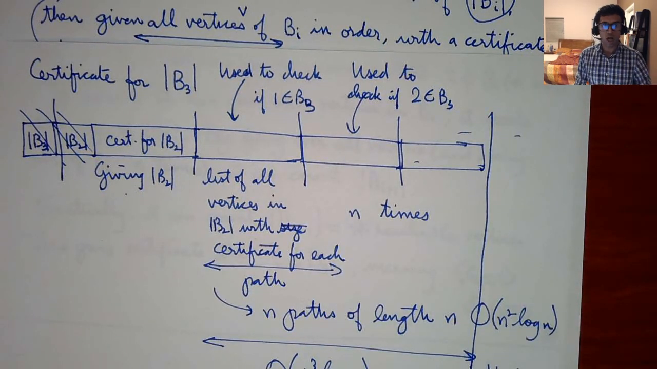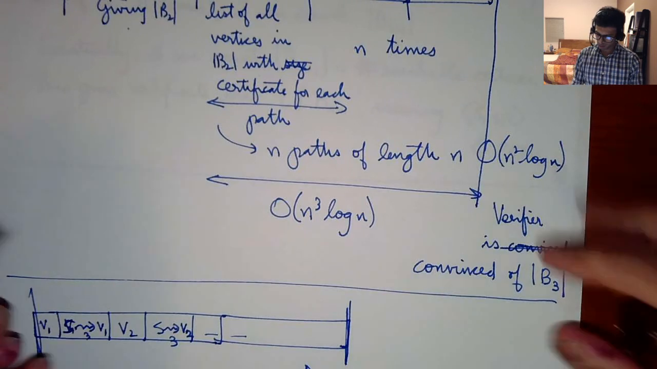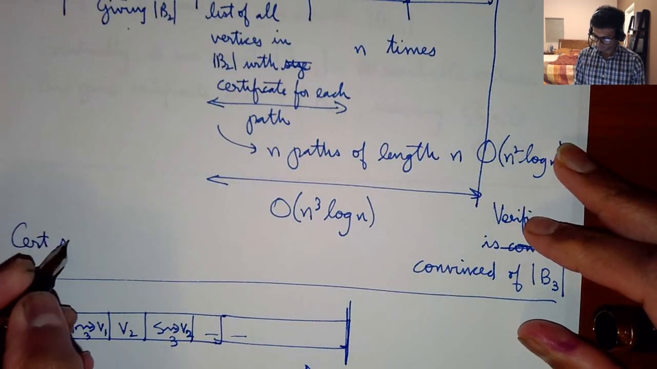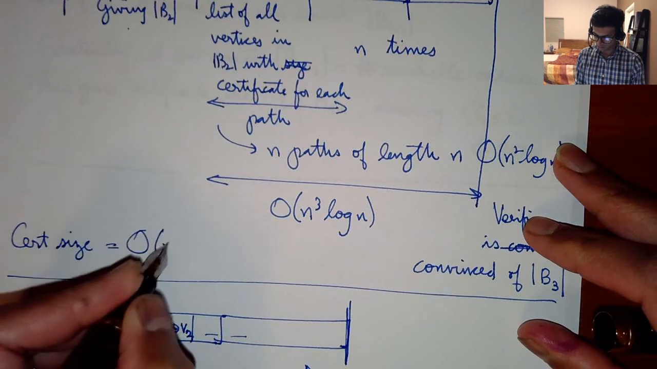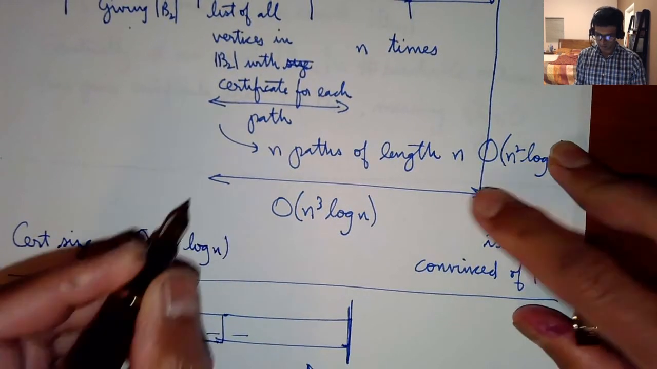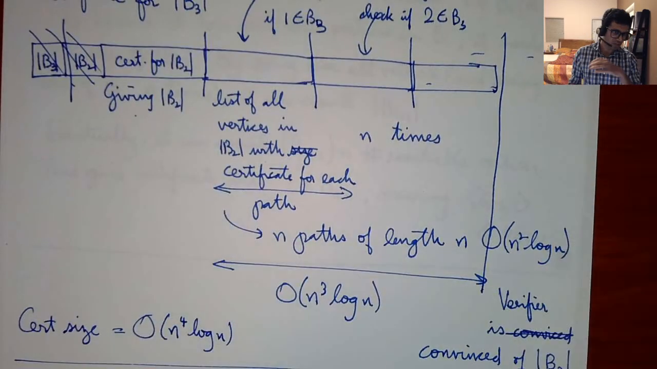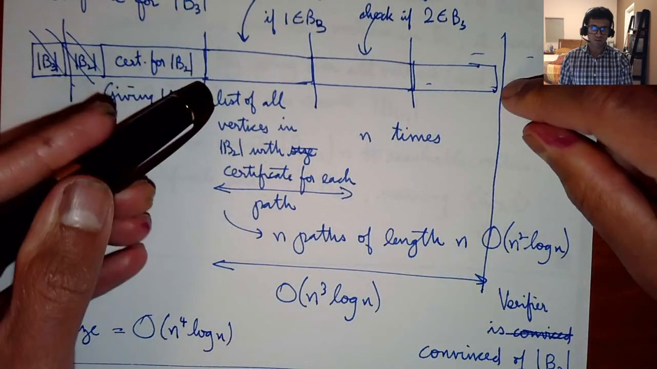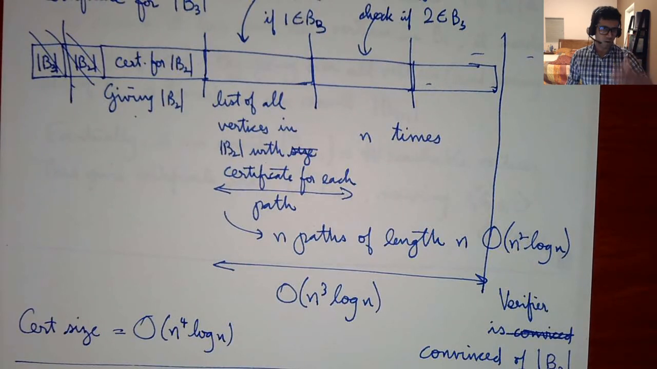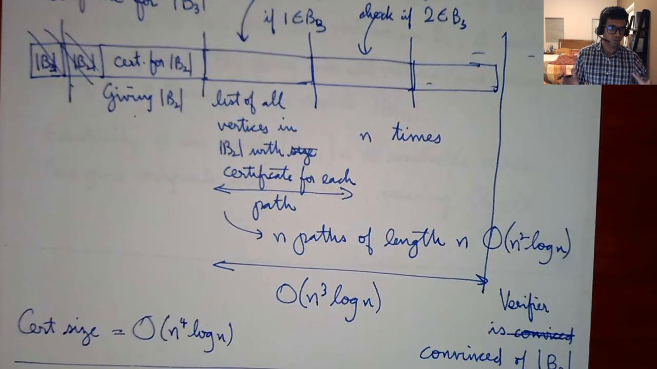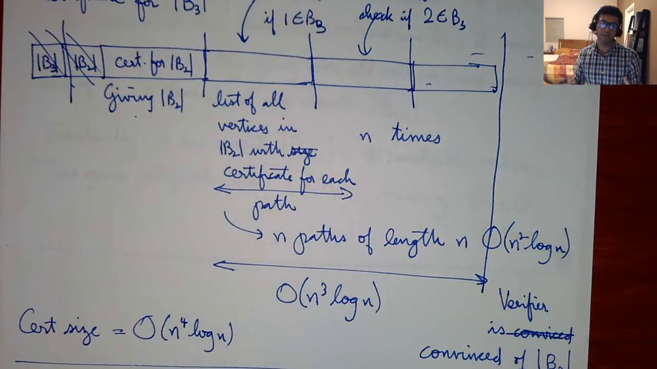Then it can count how many vertices are in B3, and then goes through this process yet again to count the vertices in B4, so on and so forth. The certificate size is basically O of n to the 4 log n, because for every length the certificate will change, but this whole paradigm is repeated n times. So you get n to the 4 log n. And that is the total size of the certificate.